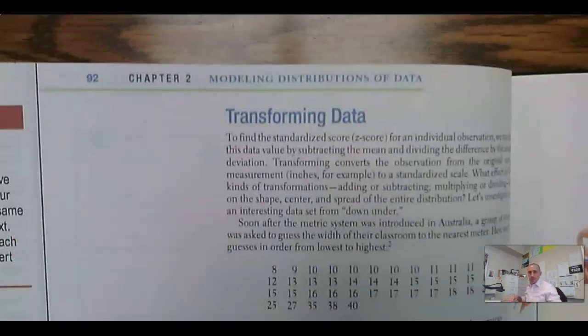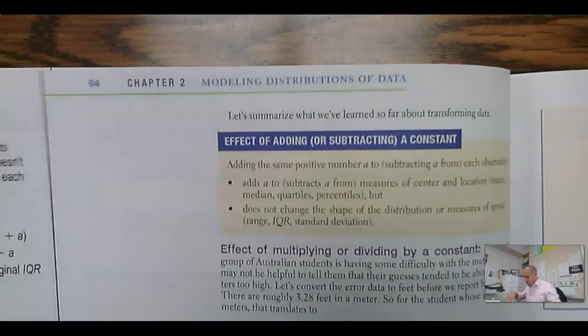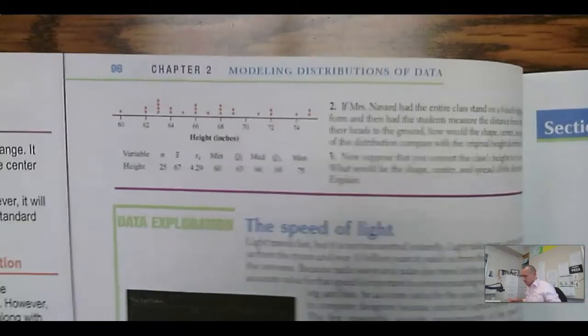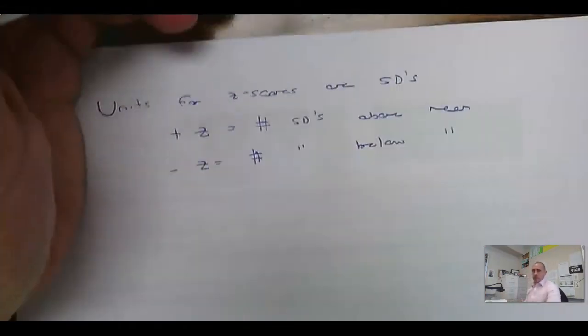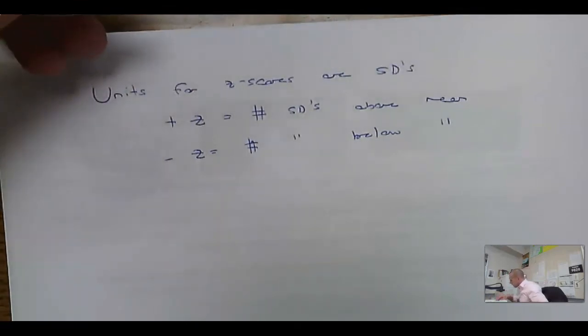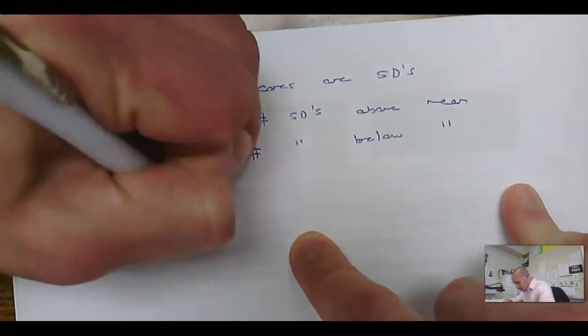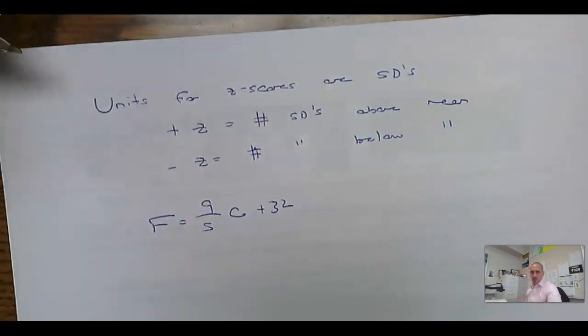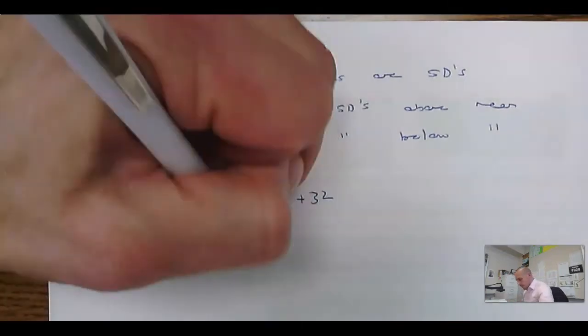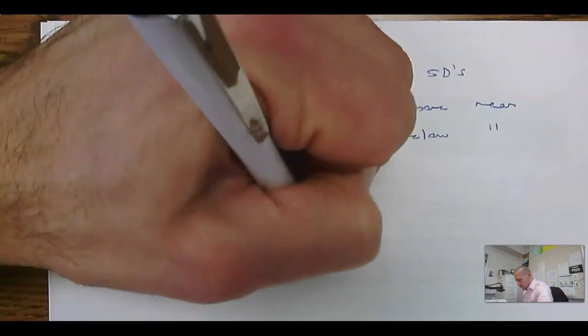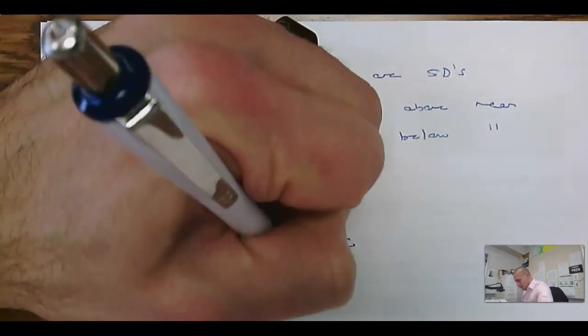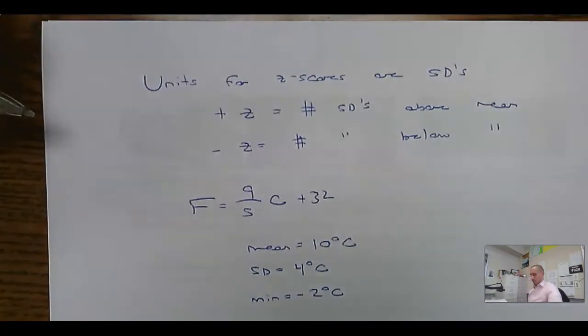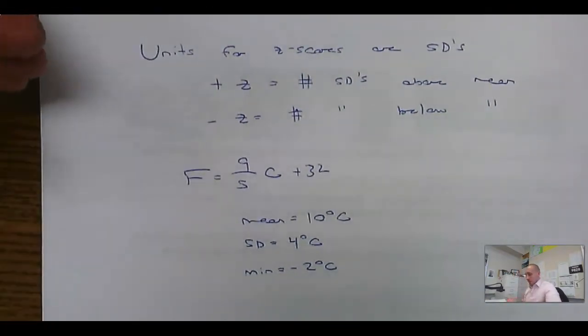Then we got into transforming data. This is where we did our shifting and our rescaling. So say we have a set of data, and what's a good context that we use quite a bit? I think this is, don't quote me on this, 9/5 times the Celsius plus 32. I think that's the formula we use to convert from Celsius to Fahrenheit. So say the mean average temperature is 10 degrees Celsius, the standard deviation is 4 degrees Celsius, and the minimum value is negative 2 degrees Celsius. And they might ask us to find these in terms of Fahrenheit.